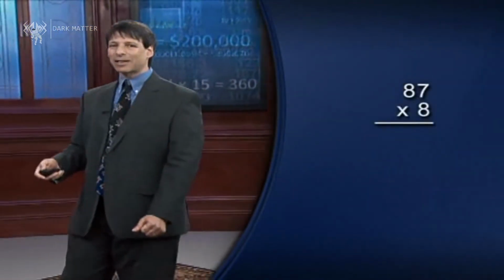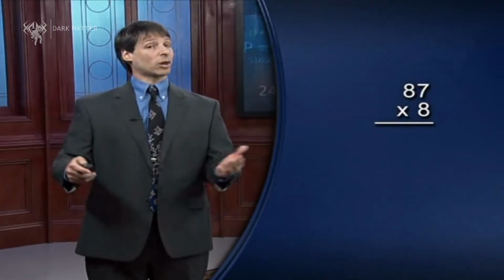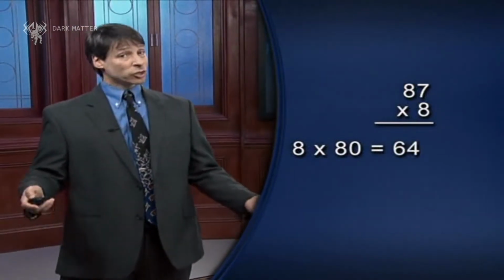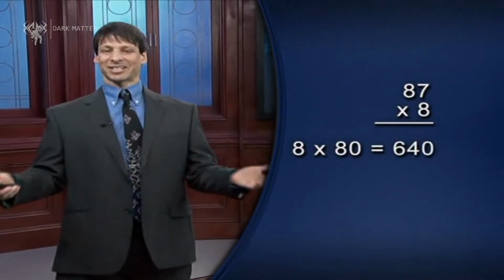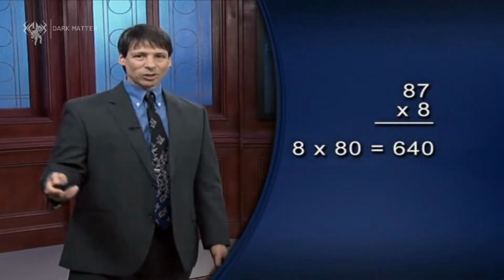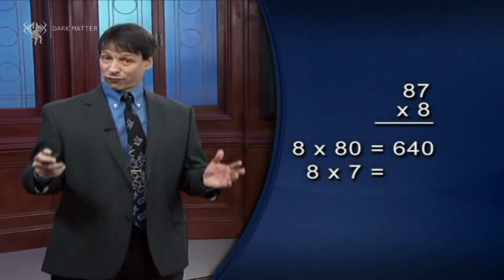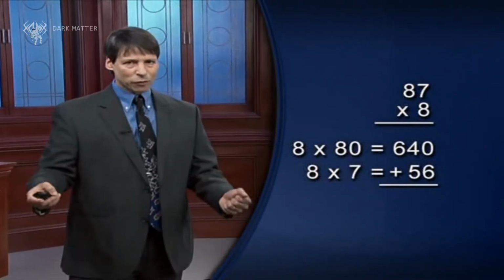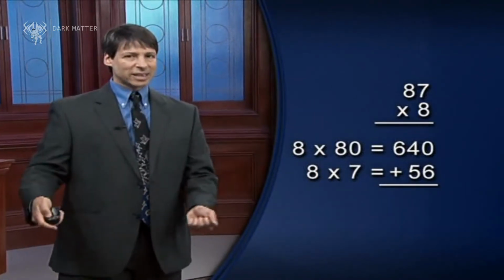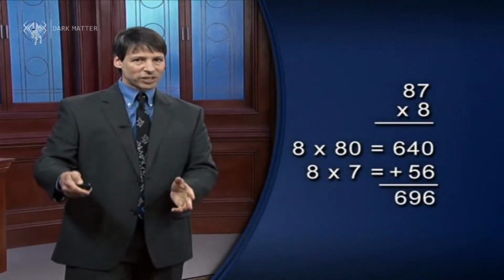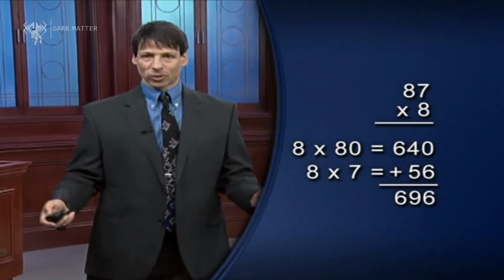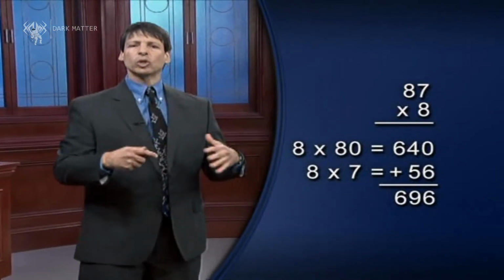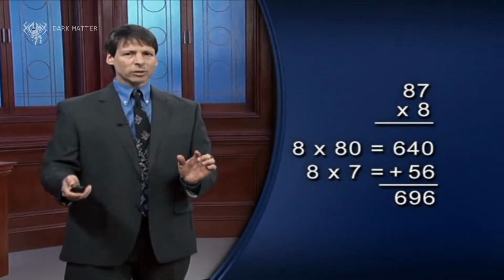Okay, let's try another one. Let's try 87 times 8. We start with 8 times 80. Well, 8 times 8 is 64, so 8 times 80 is 640. Good. Then we do 8 times 7, which is 56. Now we add them together from left to right. 640 plus 56, that's 600 and what? 40 plus 56 is 96, and there's your answer, 696.